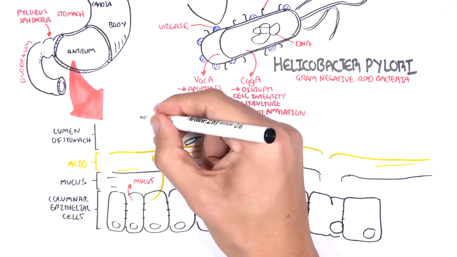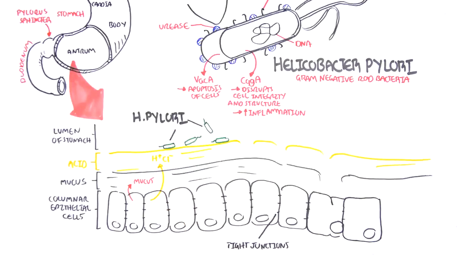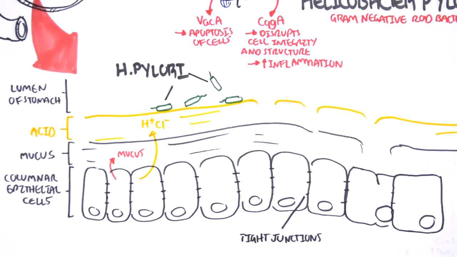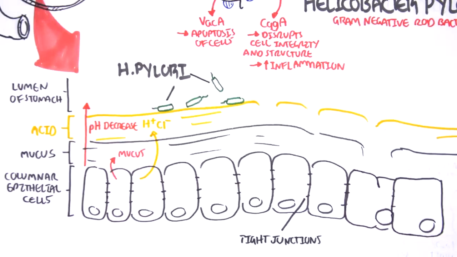Residing within the lumen of the stomach, or just on top around here, we have the bacteria H. pylori. And they could be here either through an infection, or they could just be there normally, because as I mentioned, about 50% of people have H. pylori within their stomach. So just drawing this up, we can see that the pH decreases from the mucus layer up the top. So the acid layer, the hydrochloric acid layer, is the most acidic.